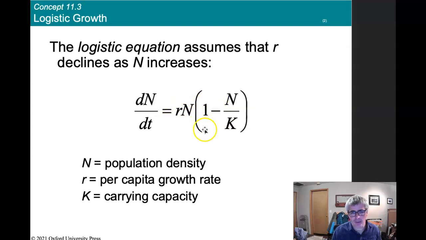So the easiest way to think about this is if N and K are the same thing. If our meadow can support 350 trees, that's K, 350 trees. If we have 350 trees in that meadow, then that's N. 350 divided by 350 is 1. 1 minus 1 is 0. 0 times all this business is 0, meaning our growth rate from this year to next would be 0.